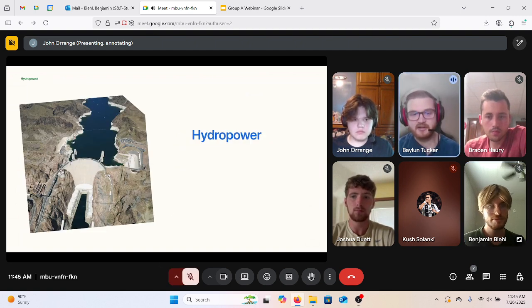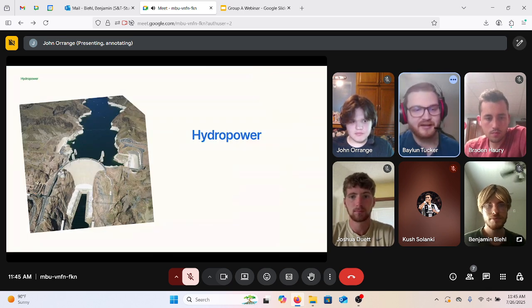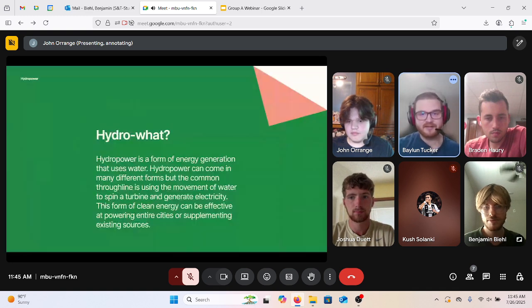All right, so I'll be talking a little bit about hydropower. This is a picture here of the Hoover Dam. All right, so let's get into it.